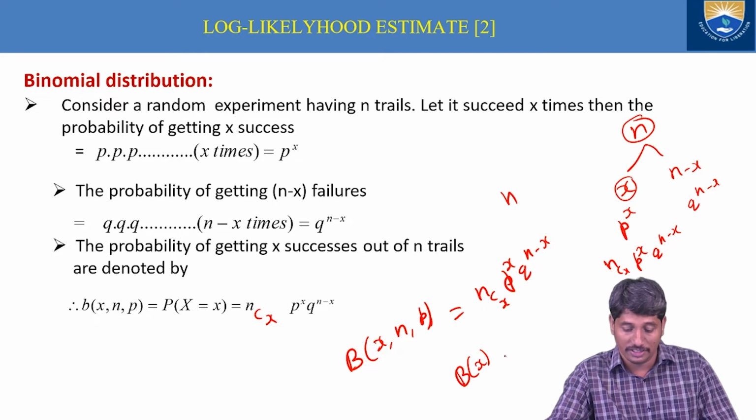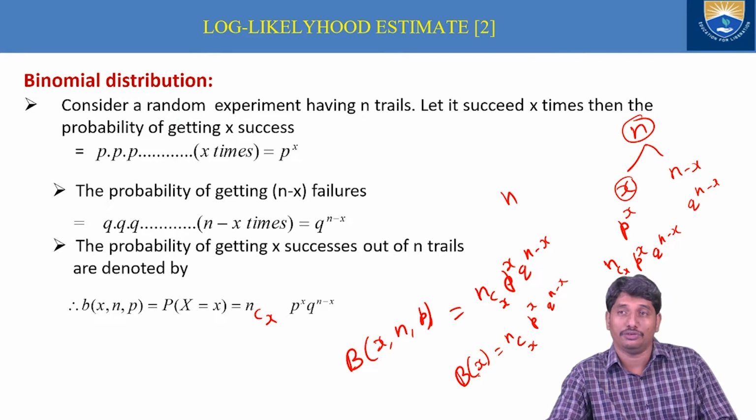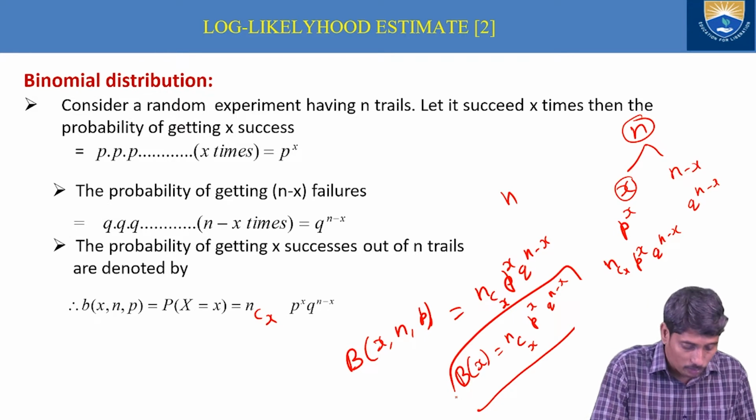The probability is defined as the number of times you are attempting, combined with the number of times you want to win, and each trial has success rate p. So x times you wish to win, p power x, and the remaining trials you are failing. That means n minus x trials, that means q power n minus x, because your failure rate is q. So this is called the binomial function.